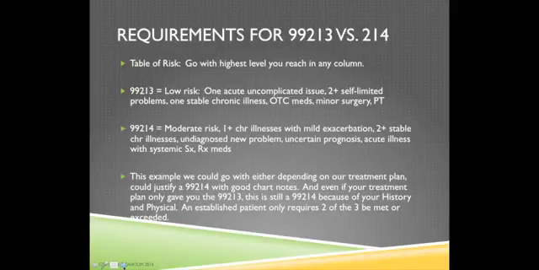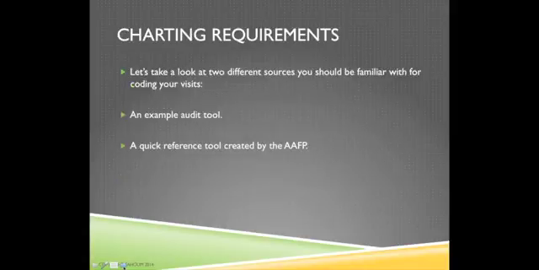And even if your treatment plan only got you to the 99213, the visit overall, you still get a bill out of 214 because you've met all the criteria for the history and physical, because you only have to meet 2 of the 3 criteria for an established patient. So we don't have to make things too complicated to actually bill out a reasonably good paying visit.